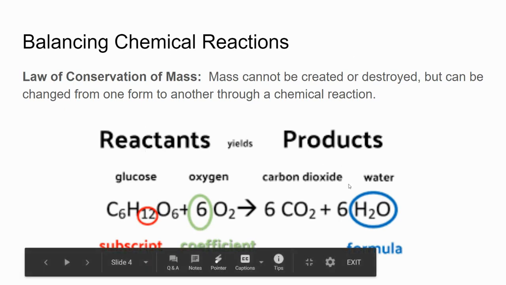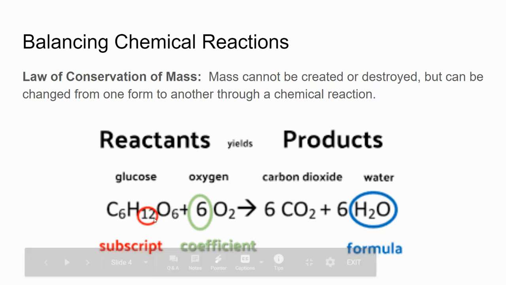The only way to balance these reactions is to add coefficients. Subscripts do not change, because subscripts actually change the chemical makeup, or the chemical formula, of the reactants or products. We're not changing those things because we're looking at a specific type of reaction. Instead, we're just changing the coefficients.